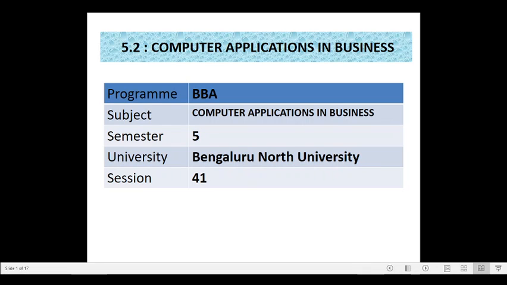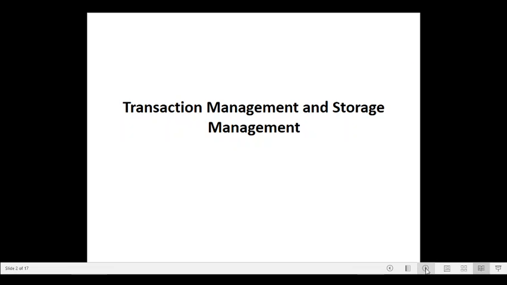41st session of Computer Application in Business for 5th semester BBA affiliated to Bangalore University. In this session, we are going to learn about transaction management and storage management.